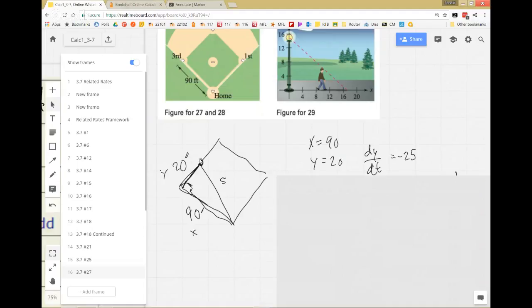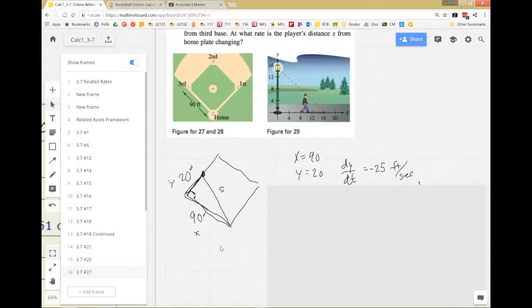His distance Y, I'm calling, is 20. And his rate of speed, dy dt, is decreasing at a rate of 25. And what is that, feet per second? Yeah. Do I have that right? Yeah. So let me write that label in there. 25 feet per second. Okay. So now we're ready to do the problem. The all-important setup is complete.